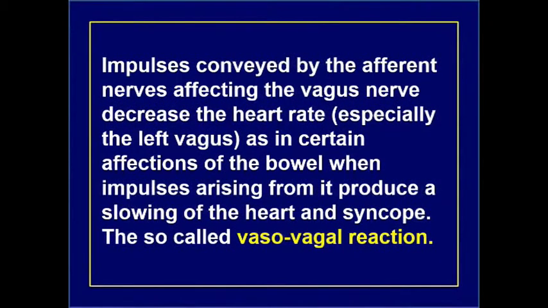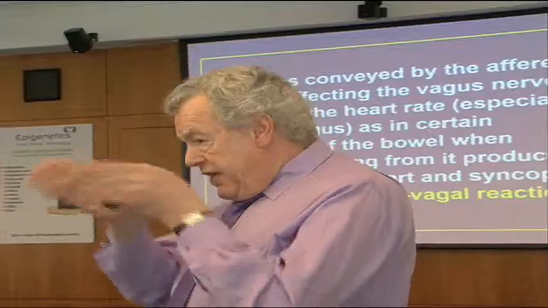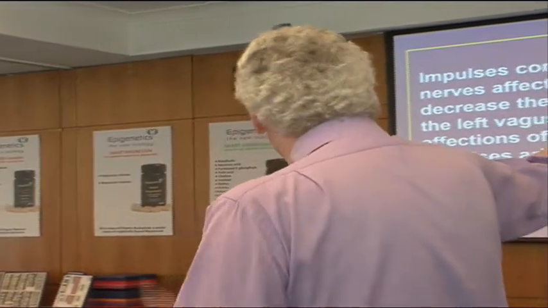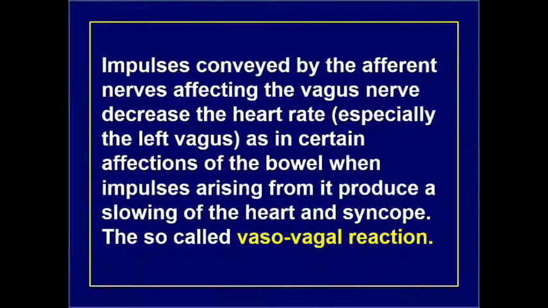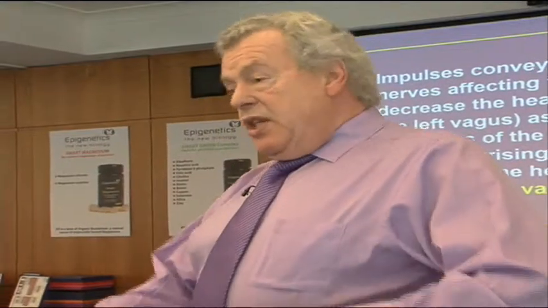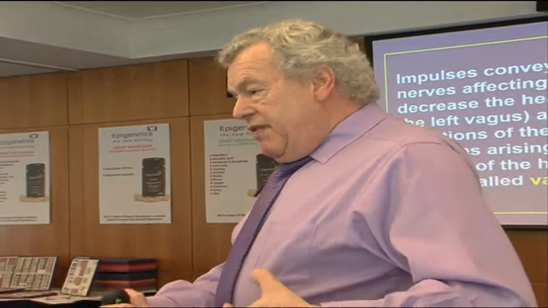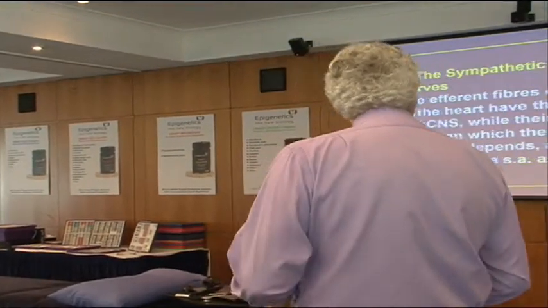Impulses conveyed by the afferent nerves affecting the vagus decrease the heart rate. So remember, the vagus slows it down, especially the left vagus, as in certain affections of the bowel, when impulses arising from it produce a slowing of the heart and syncope, the so-called vasovagal reaction. So in other words, when you get the wind in there, you stimulate the vagus and down goes the heart rate, and then you faint.